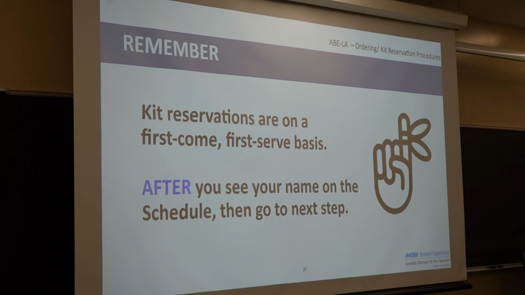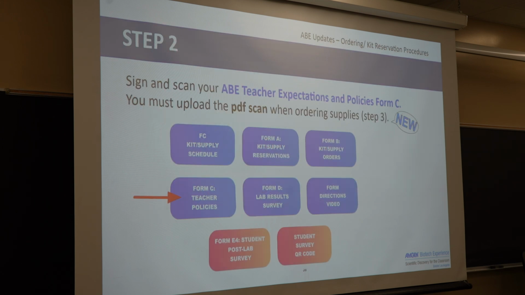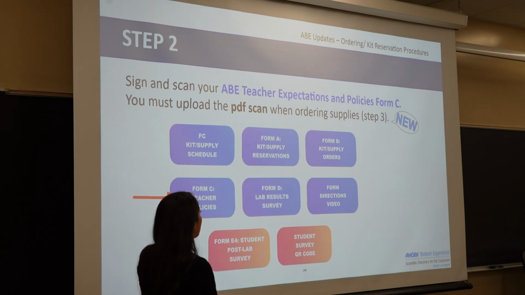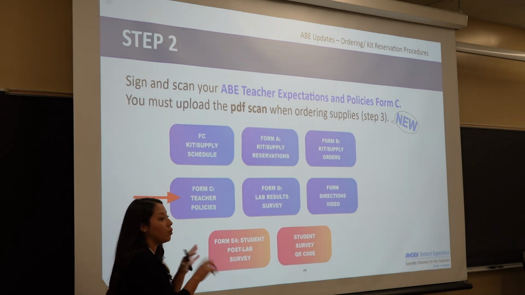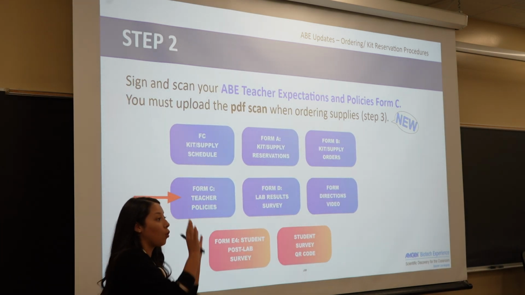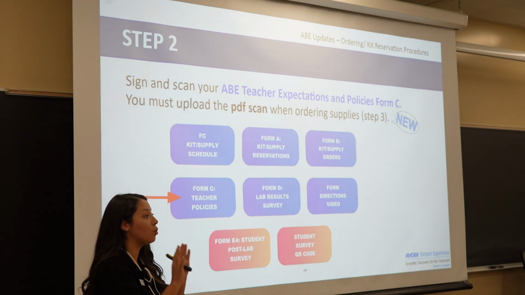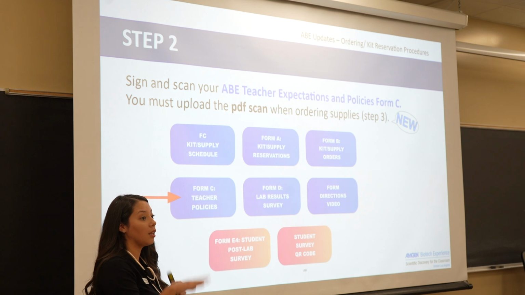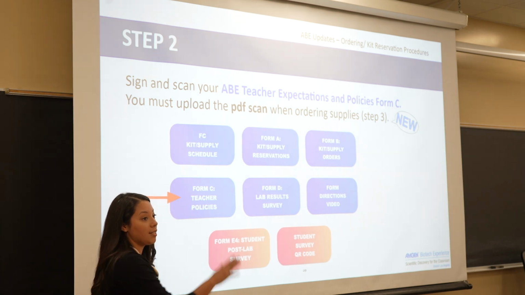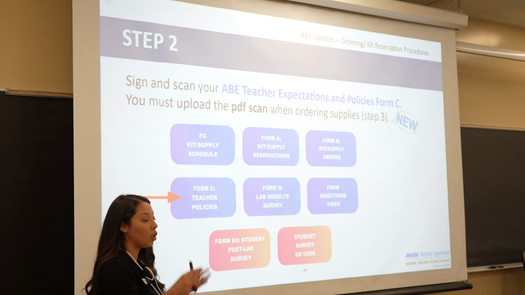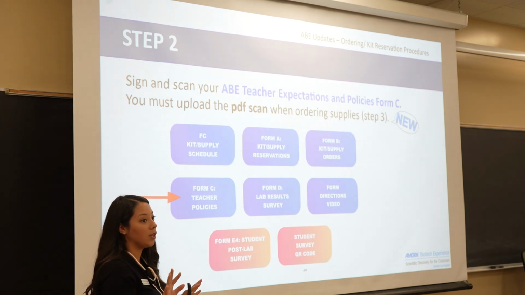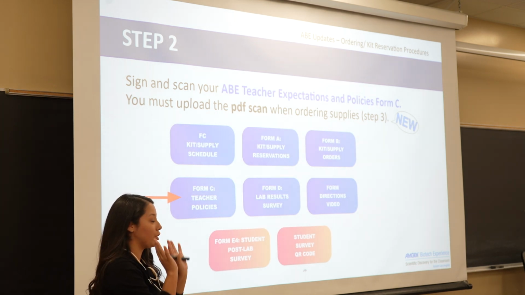After you see your name on the schedule, you'll go to the next step, which is step 2, ABE teacher expectations and policies. This is new. Once you go on to Form A and fill that out, you'll go to Form B. In order to do Form B, you have to fill out the teacher policy expectations. If you do not, it's not going to let you order your new reagents and supplies, and it will ask you a question: please upload your teacher policy. I've tried it and it won't let you move forward if you don't upload your teacher policy.